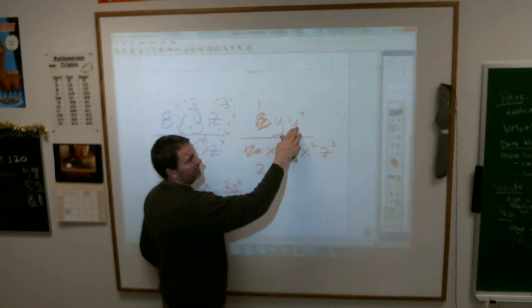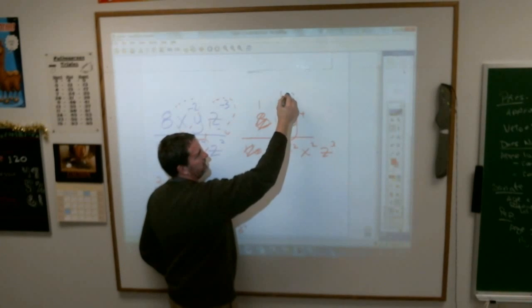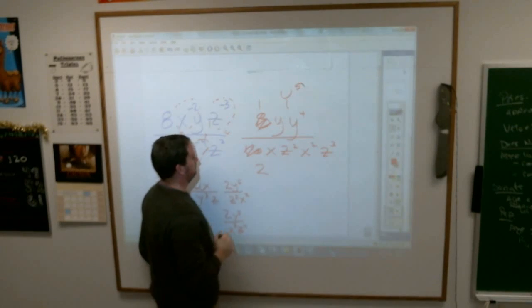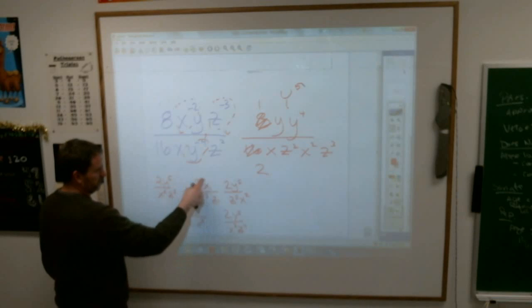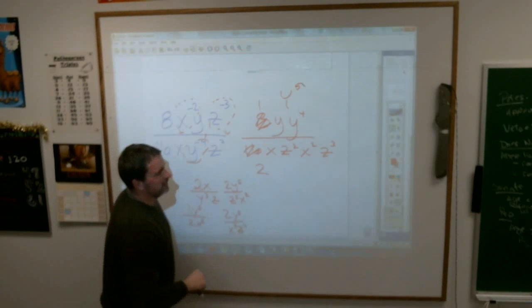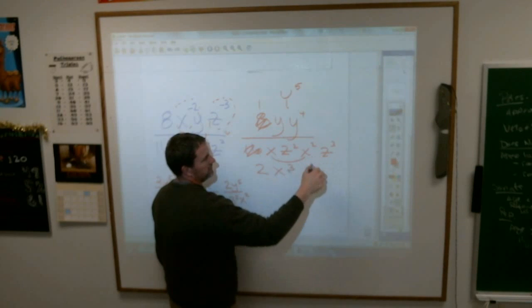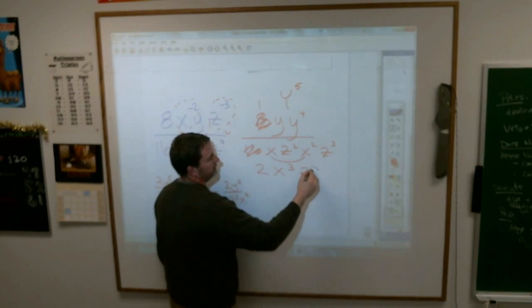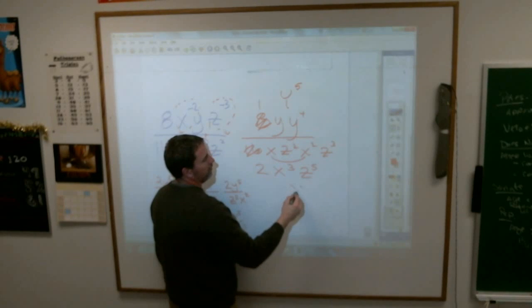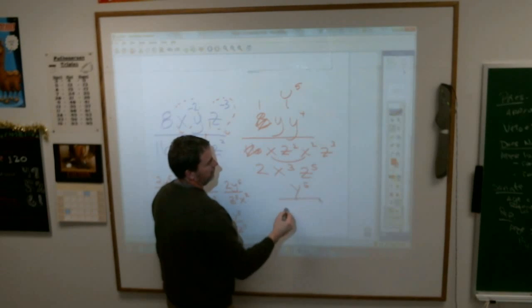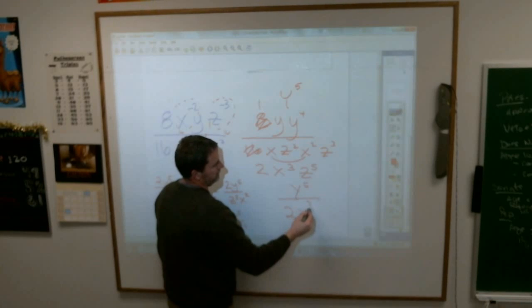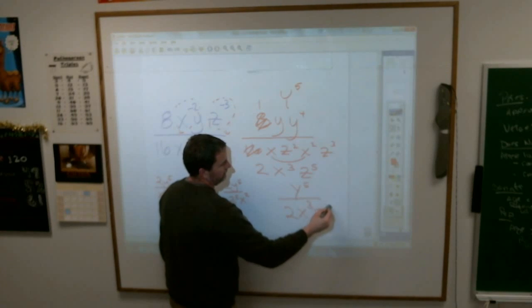y plus y to the 4th is y to the 5th on top. Looks like we got a bunch of y to the 5th, so if I got that. Putting the bottoms together, x and x squared is x cubed. Z squared and z cubed is z to the 5th. So it should have been y to the 5th over 2 x to the 3rd z to the 5th.